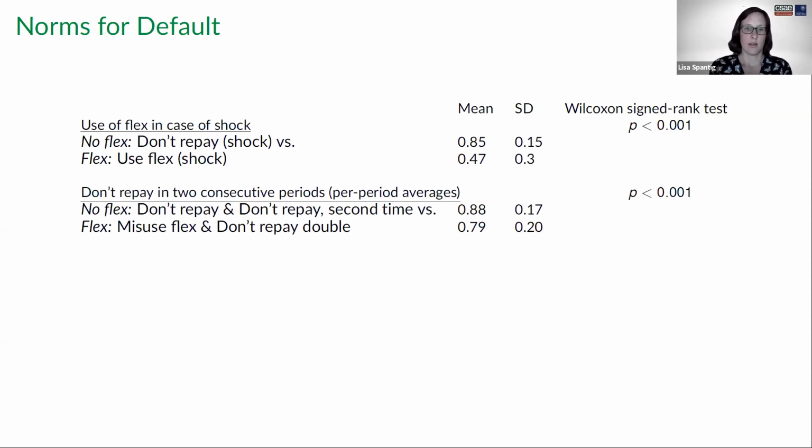We also look at how bad it is to default, something that we've discussed with the punishment results already. So how bad is it not to repay in two consecutive periods? In no flexibility, this would mean you don't repay and then you don't repay a second time. And in flexibility, we will look at how bad it is to misuse flexibility and then default on the double repayment. It's less pronounced than in the other example, but still our non-parametric two-sided test shows that these are substantially different. So it's worse, as we also see in the punishment, to just not repay as compared to first misusing the flexibility and then defaulting on a double installment, even though in the end it's basically the same, you just didn't repay twice.